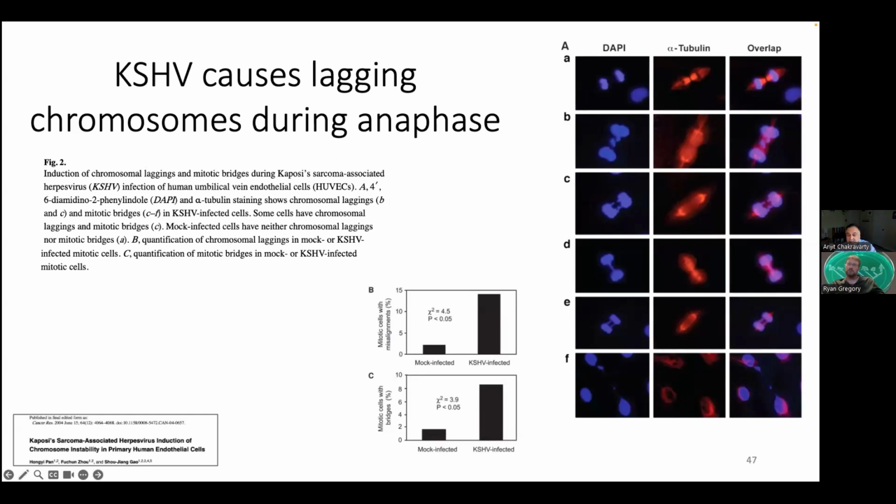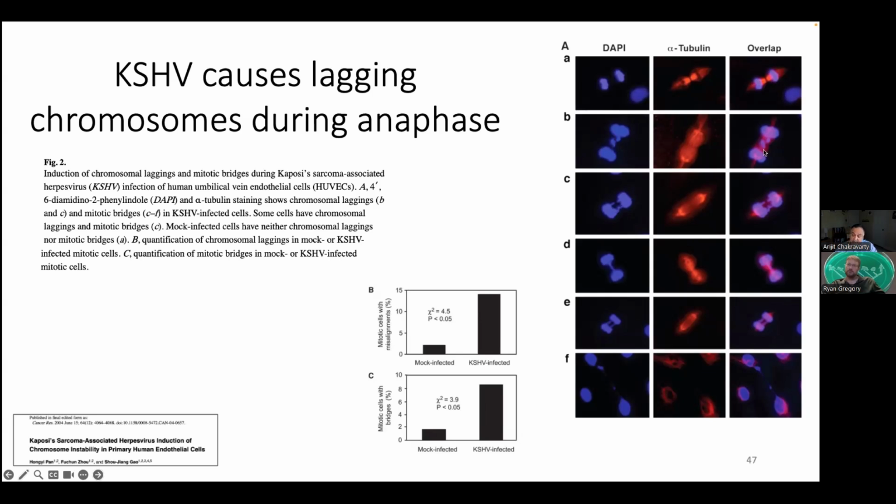So again, A is the control. You can see what an anaphase plate should look like. During anaphase, you should have these two sets of chromosomes pulling away neatly. What they found was that there were many cases with KSHV like this, where you can find crud in between them. That crud is actually lagging chromosomes during anaphase.